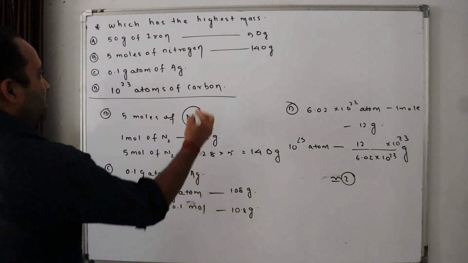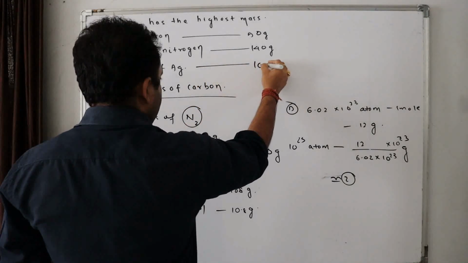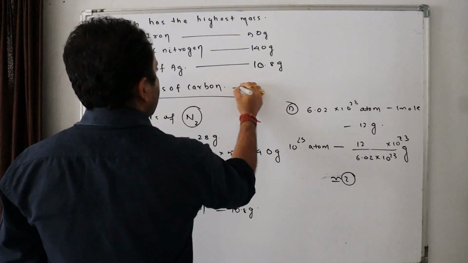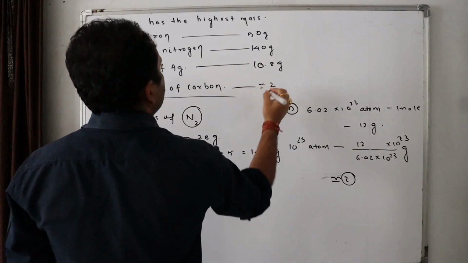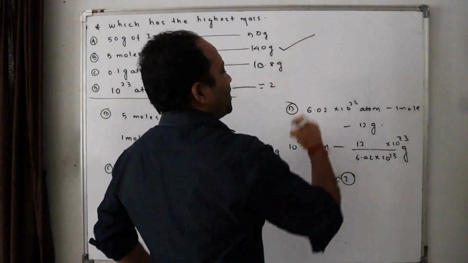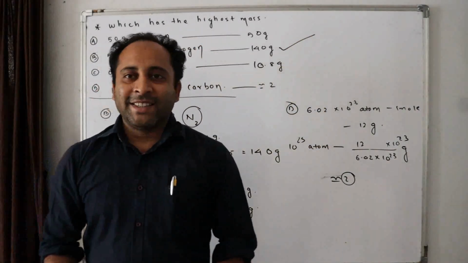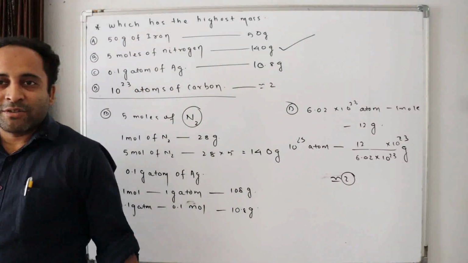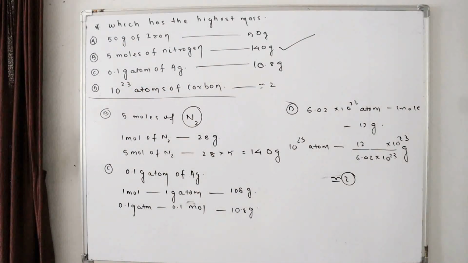Now this one is 10.8 grams. This one is approximately 2. So it has the highest mass. Highest mass is for B, isn't it? It is having the highest mass. Copy this. Let us go for the next question.